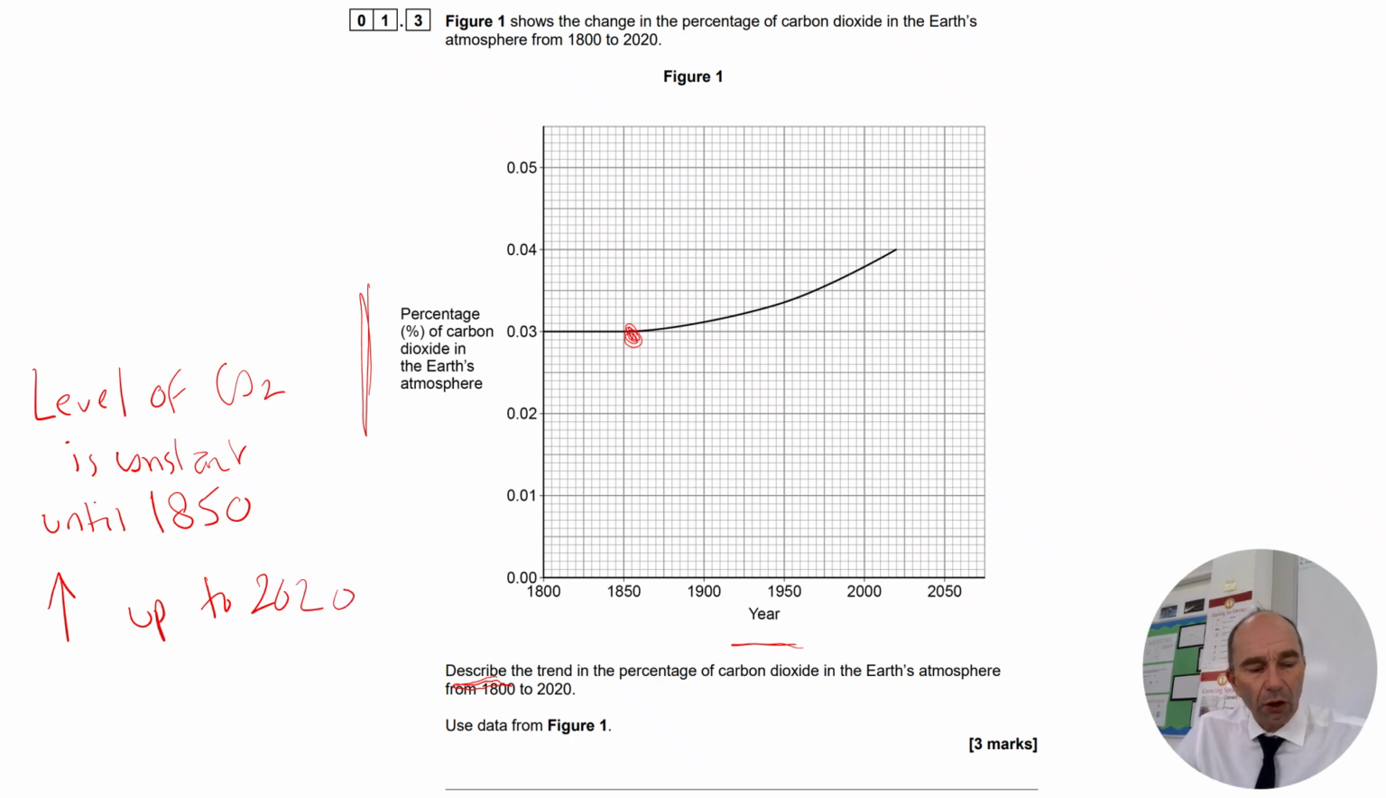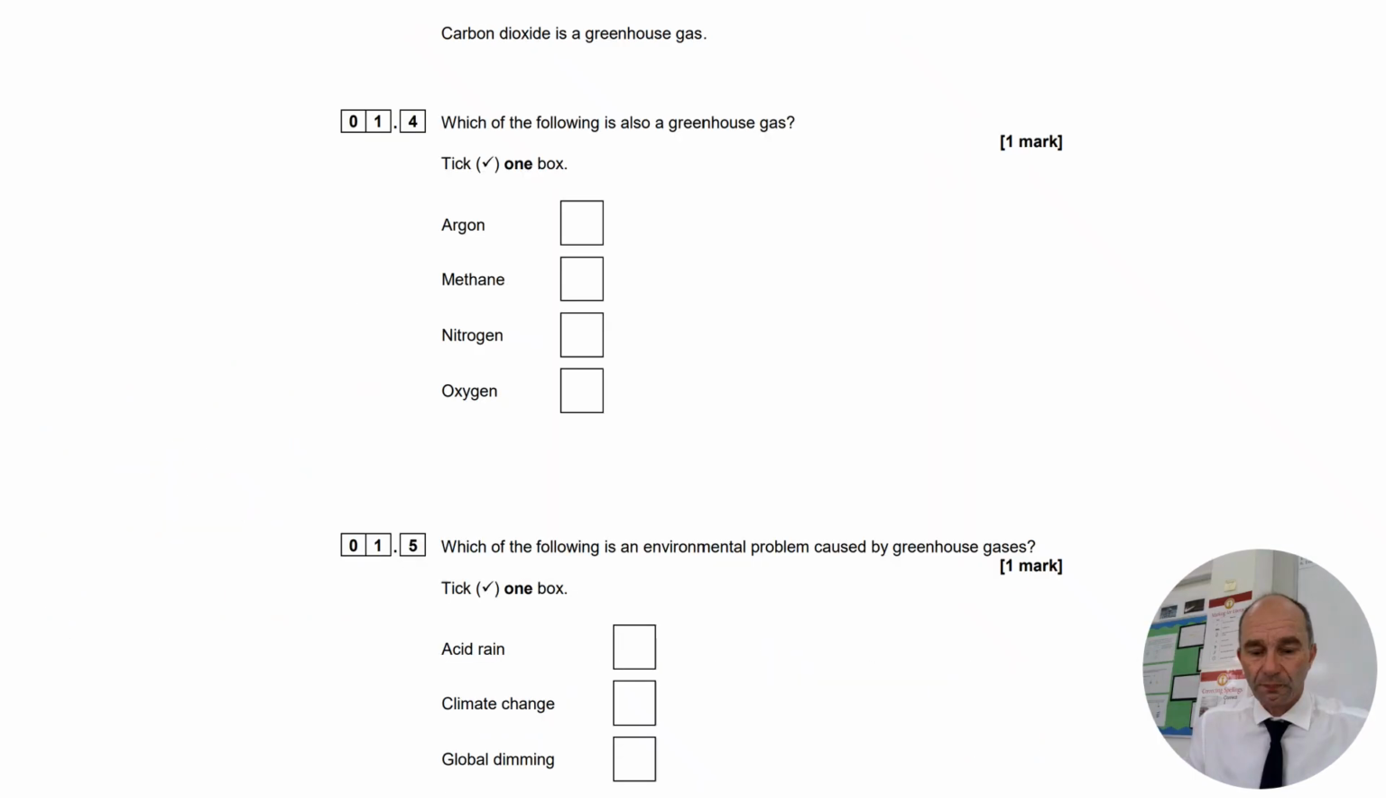Now, where do you get the marks from? So if you talk about the constant level to begin with, there's 1 mark. Until around about 1850, and they'll give you a bit of leeway on that one, so anywhere between 1850 and 1865 will give you the 2nd mark. And then if you talk about the kick up, that extra increase up until 2020, there's your 3rd mark as well. So that one is very much look at how many marks are available and use that information to help guide you as to how much information you need to give.